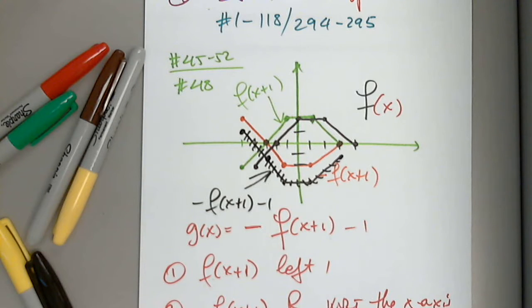We were able to do this because we understood transformations. This is not a basic function. This is a piecewise defined function, but we were able to go through all these steps using the order of operations, and we're able to graph negative f of x plus 1 minus 1.